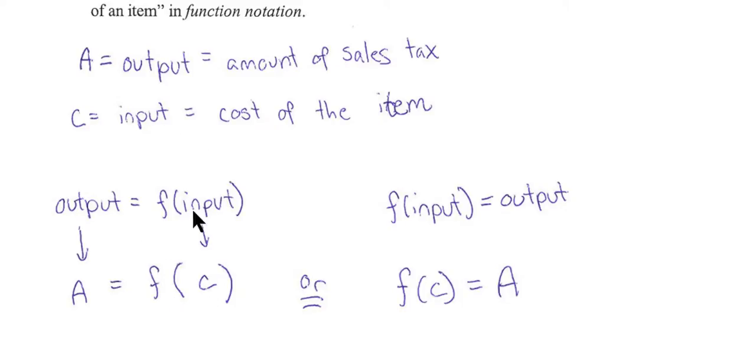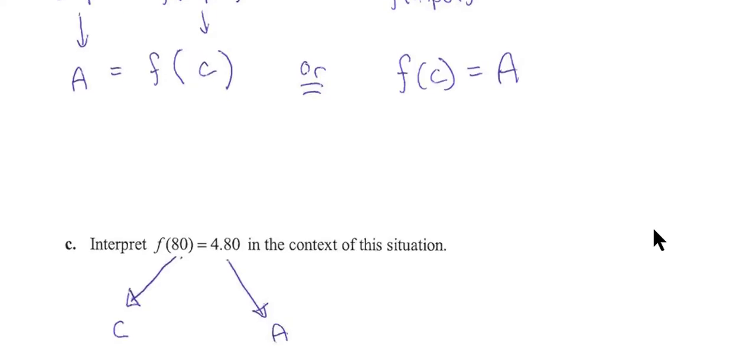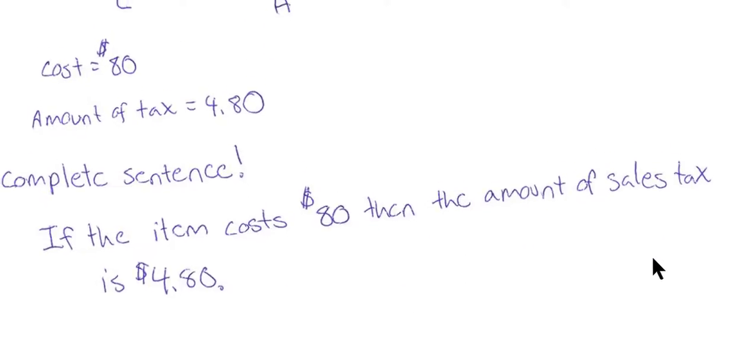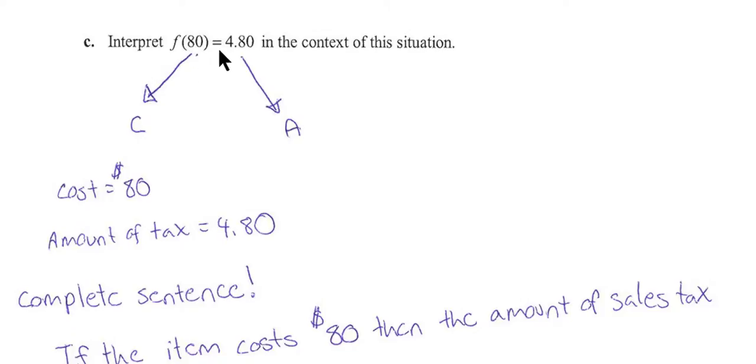Okay? So remember, the input is always in parentheses. So if you did A equals f of C, or f of C equals A, both of these would be correct. And then I'm definitely going to ask you to interpret this. Okay? So knowing that f of C equals A, what does this actually mean? Well, if we have an item that costs $80, the sales tax is $4.80.